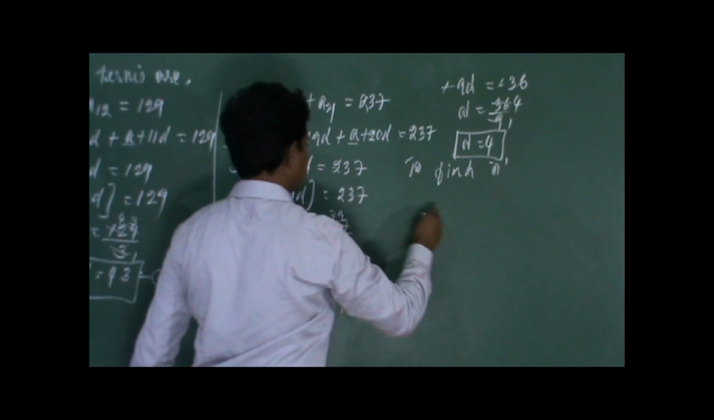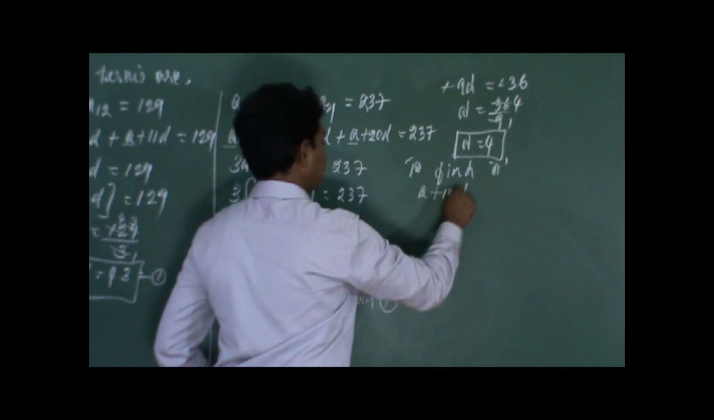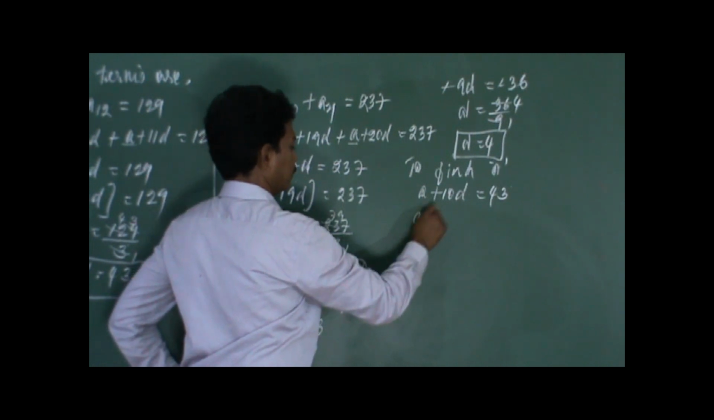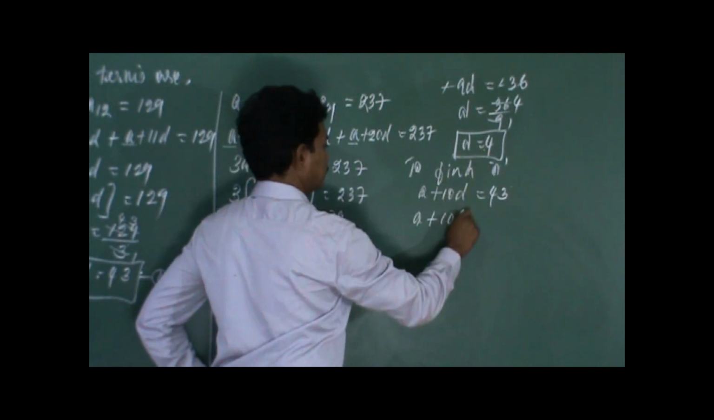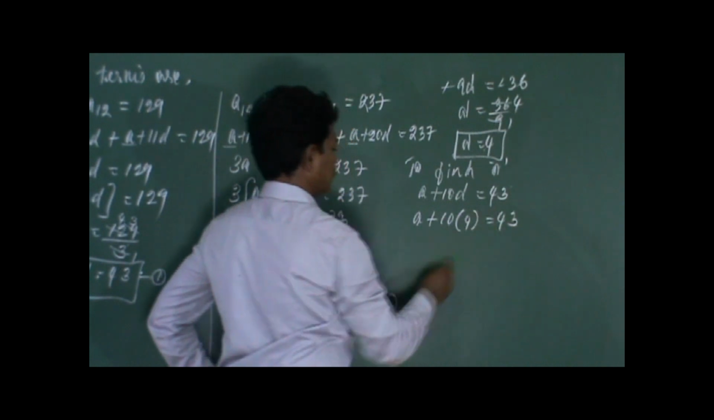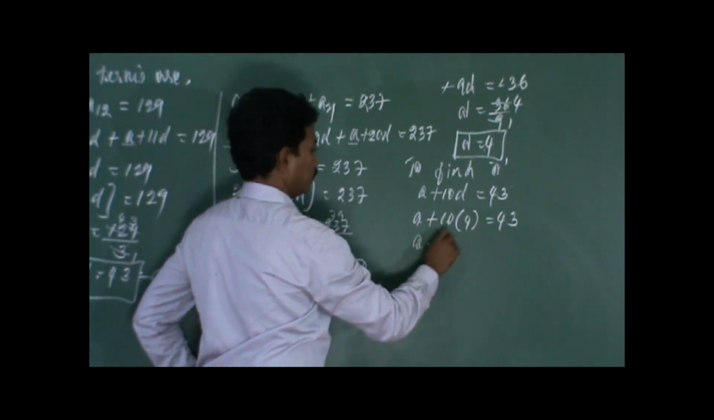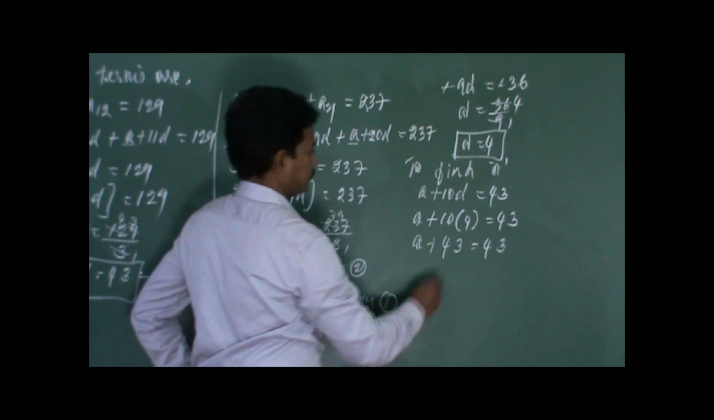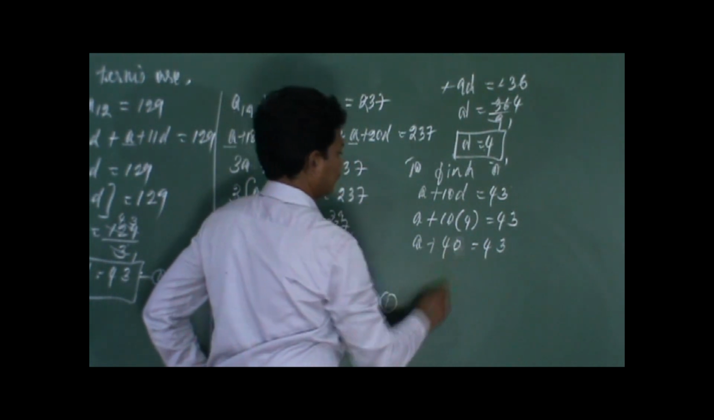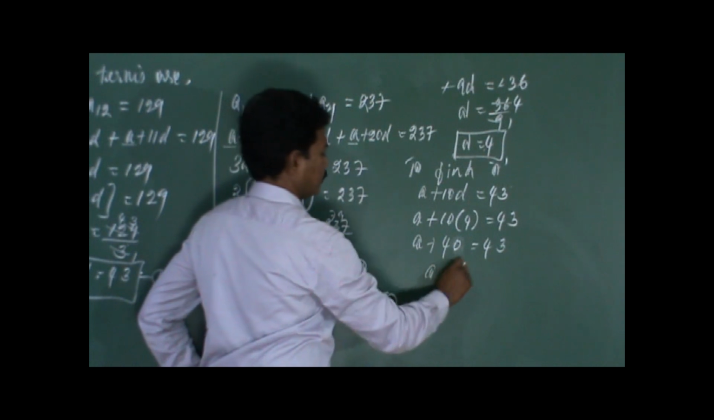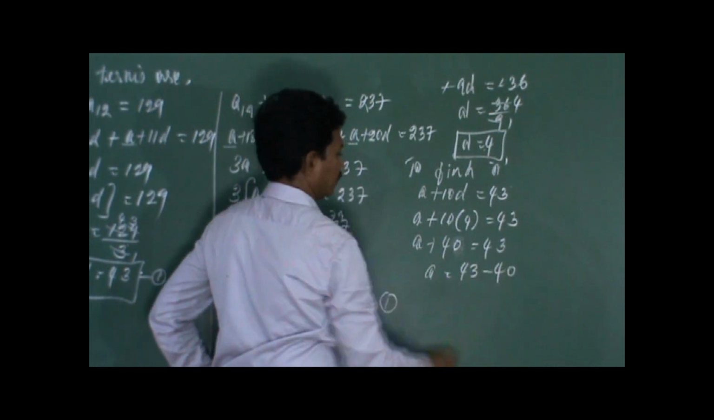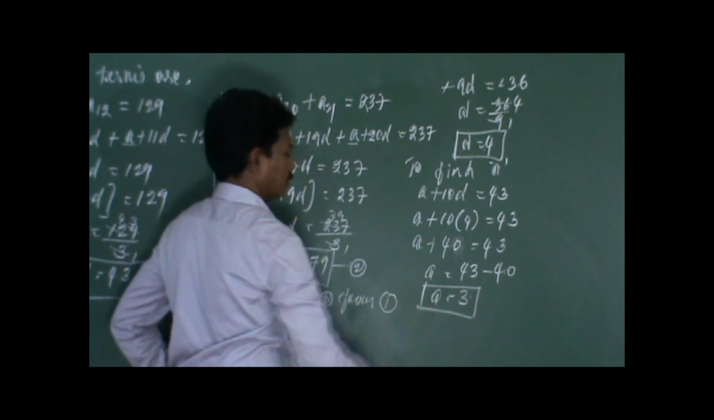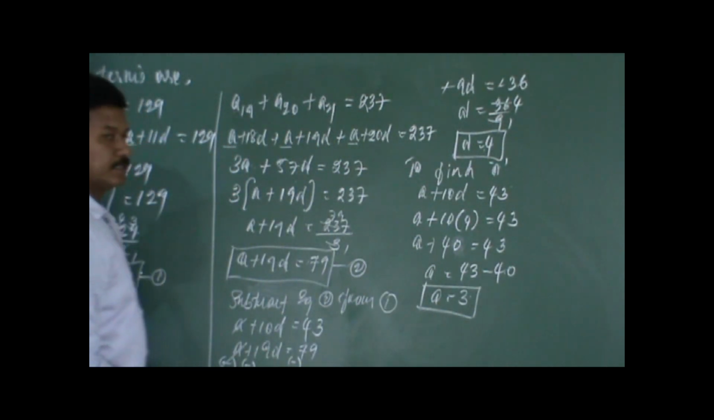So let us take this, A plus 10D is equal to 43. So we have to find out 10 into D, D is 4, is equal to 43. So A plus 10 into 4, that is 40, is equal to 43. So A is equal to 43 minus 40. So A is equal to 43 minus 40 is 3. So the value of A is 3.